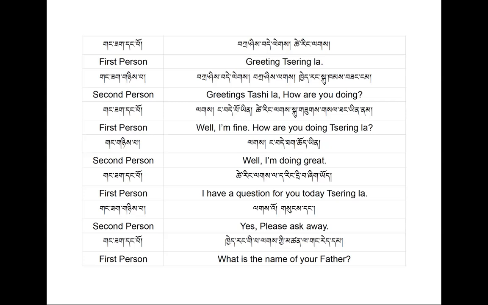So whenever you ask someone how they are doing, instead of saying Kerang debo yimpe, you can either say Kerang kukam sangam, or you can say Kerang kusu sedang yinnam. These are two other ways to ask them how they are doing. So Tsering la, how are you doing, Tsering la? This is what they're asking.